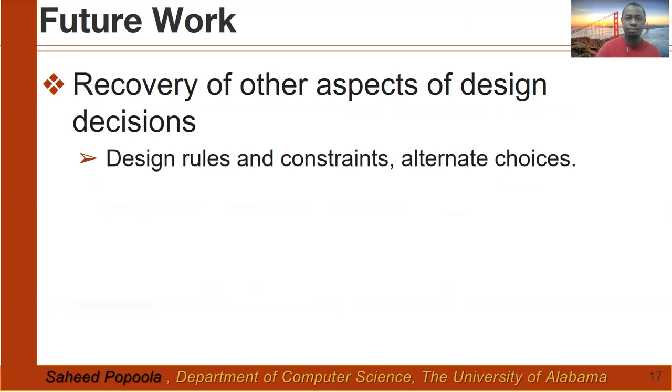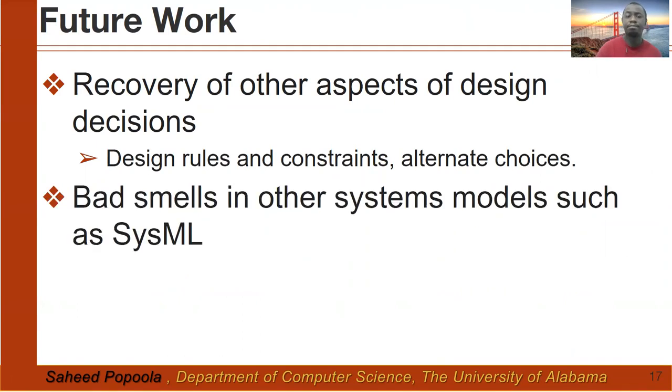In the future, we would like to focus more on how to recover other aspects of design decisions like the rules and constraints for a given solution. Can we also possibly recover alternate choices, like, although this was the choice that was made, what other choices were considered? Can we try to detect that automatically?